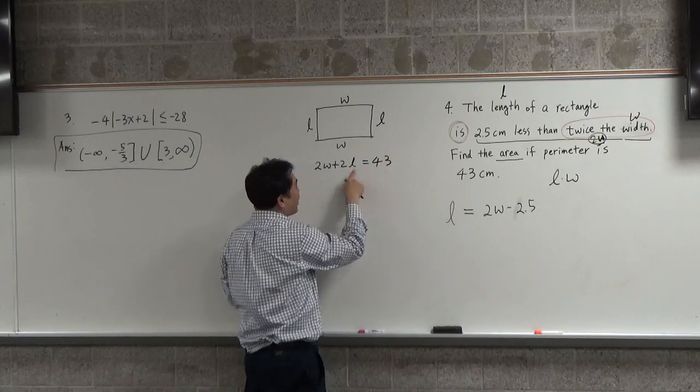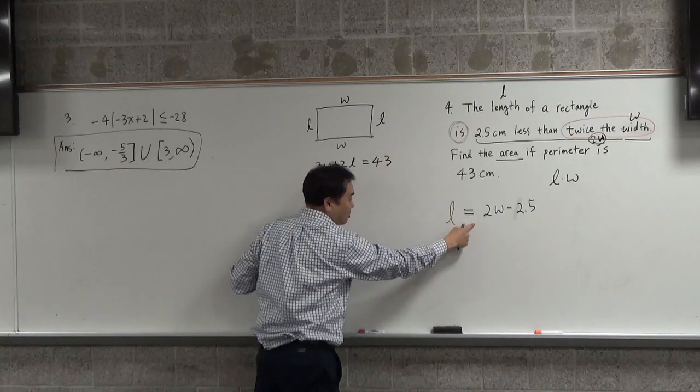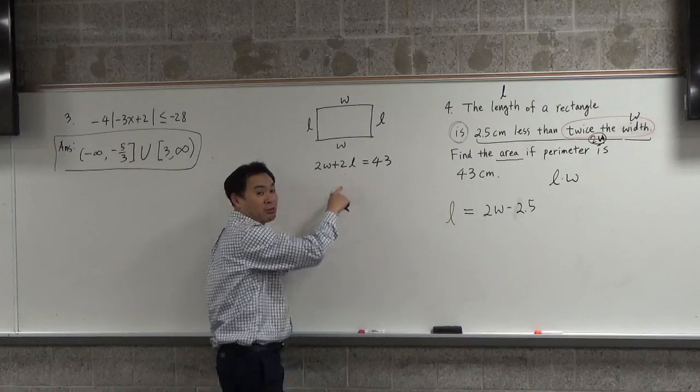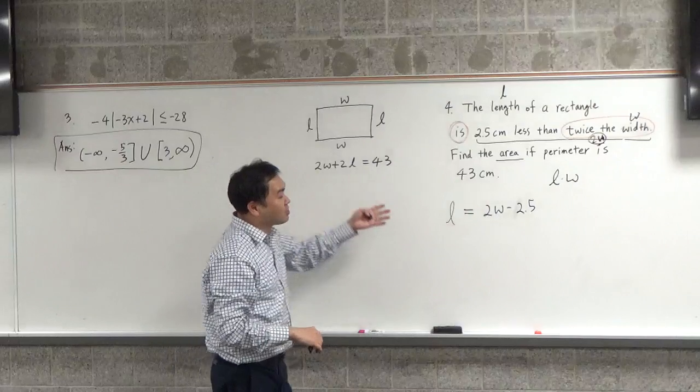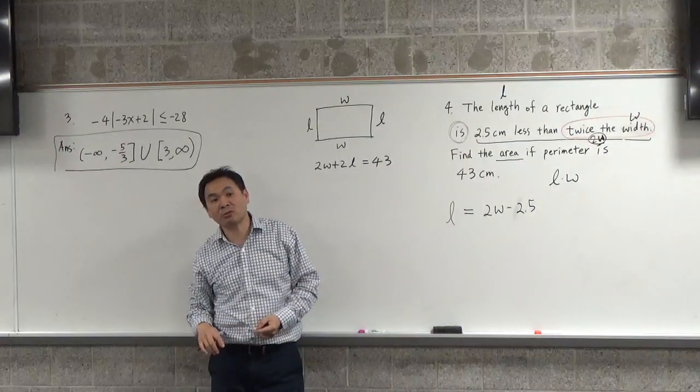And now you can see that L and W got involved. You have an equation for L and W, you have an equation for L and W. Super. Now you should be able to solve this. Okay, so now you have a system of equations. How do you solve a system of equations?